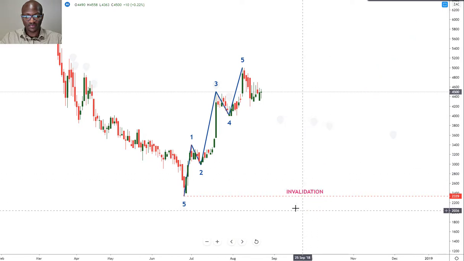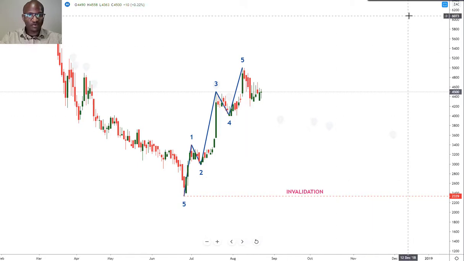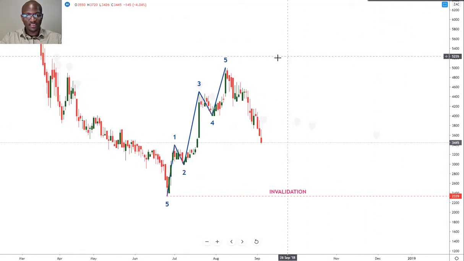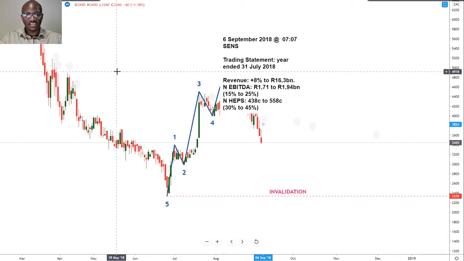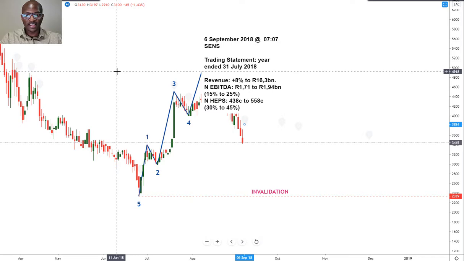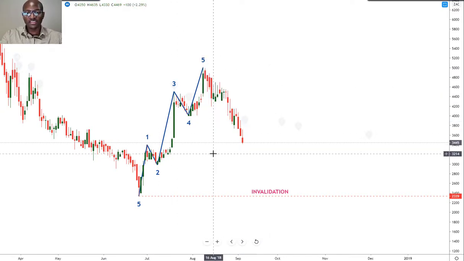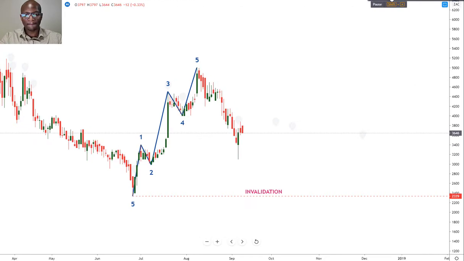So let's see how the market moved on from there. On 6 September 2018, trading statement, year end 31 July 2018: revenue again up 8%, but EBITDA and headline earnings per share down 15 to 25% and 30 to 45% respectively. And the market starts to push down again.